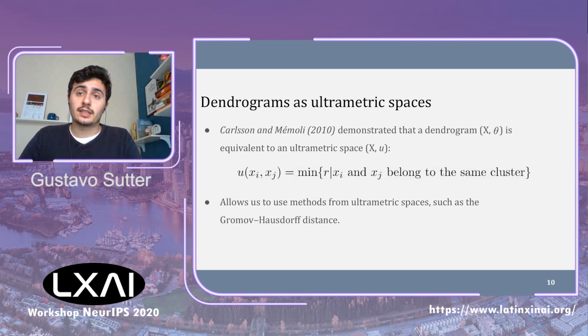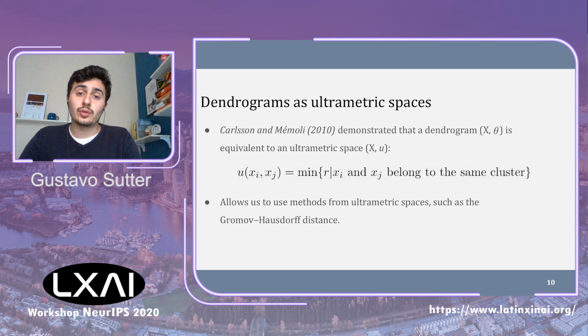So that's how we can represent a dendrogram using this kind of notation. And the nice thing about dendrograms is that they are equivalent to ultrametric spaces. So we can convert a dendrogram to the equivalent ultrametric space using a simple rule where the distance between 2 points in this resulting space is the point in the dendrogram where they are in the same cluster. So where the branches coming from those 2 points meet.